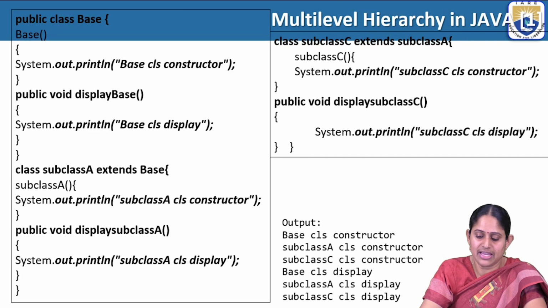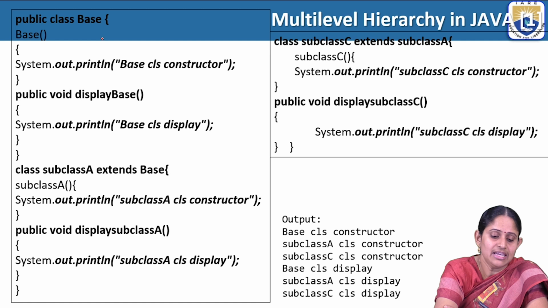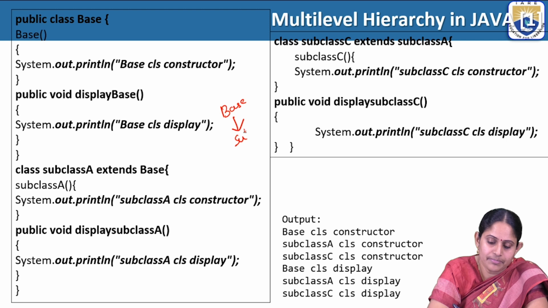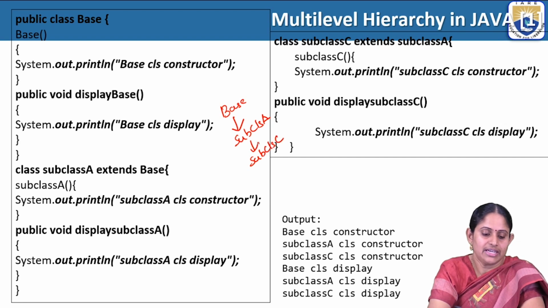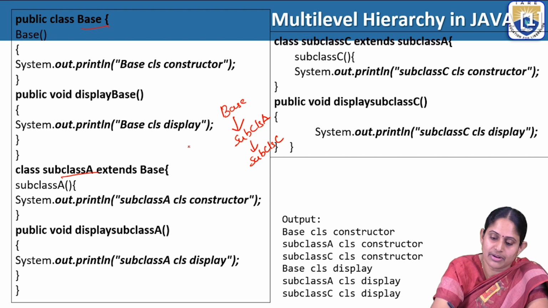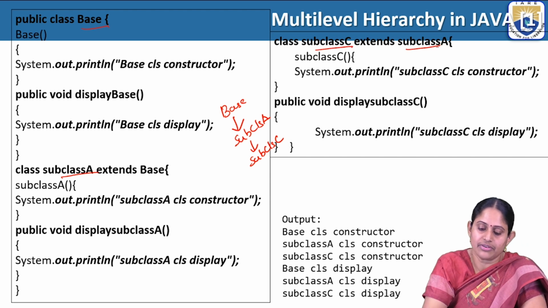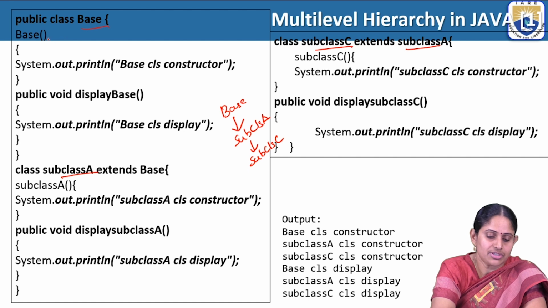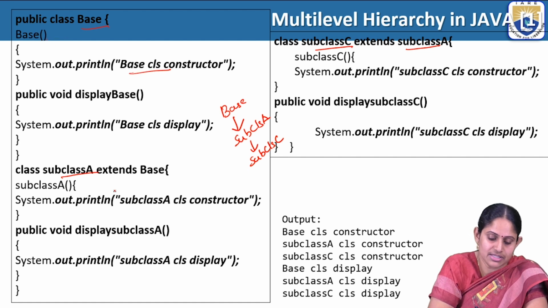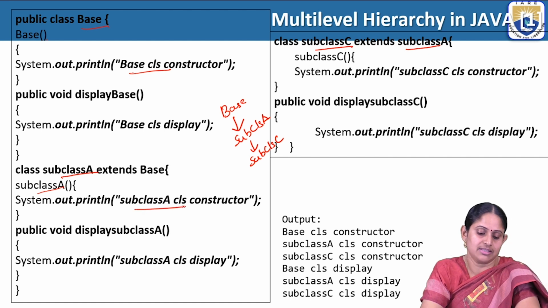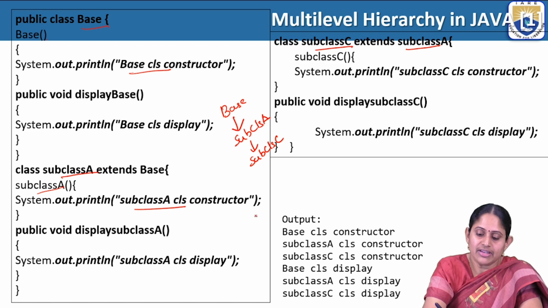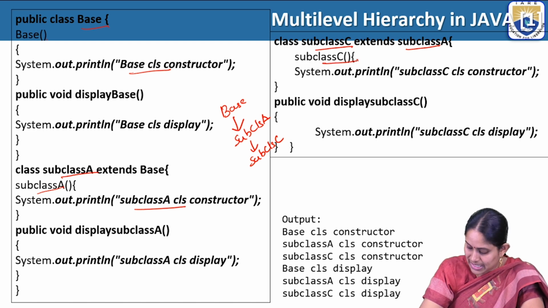In the second case, we have multi-level hierarchy, wherein we have one base class. From the base class you have the subclass A, and from that you have the subclass C. So there are three levels of inheritance: the base class, subclass A, and subclass C, which is extended from subclass A. In the constructor of the base class, it displays the base class constructor, and in the subclass A constructor, it displays subclass A. Likewise in the subclass C constructor also.